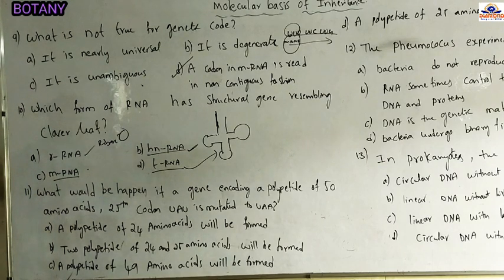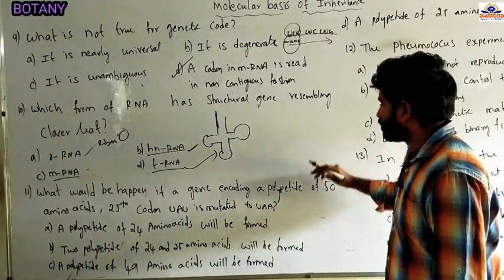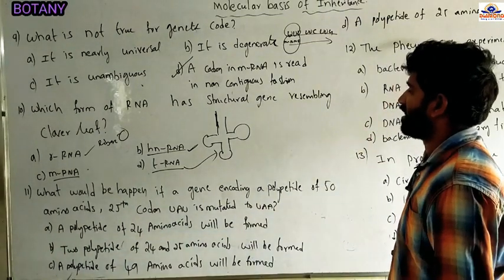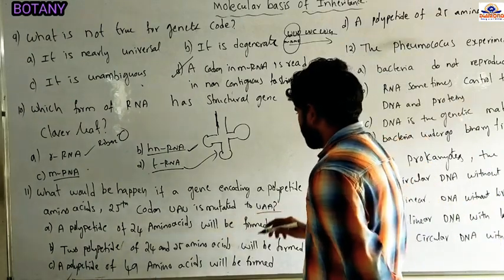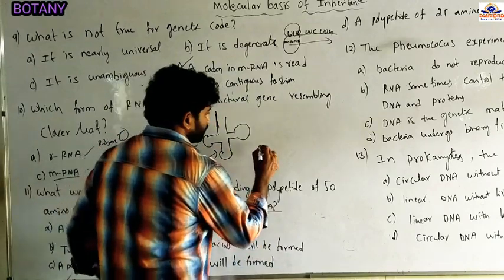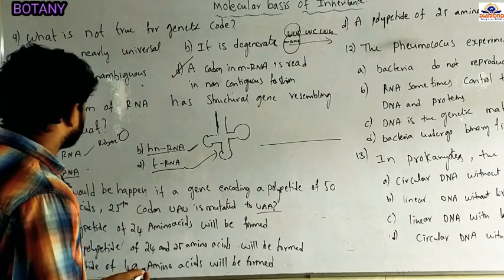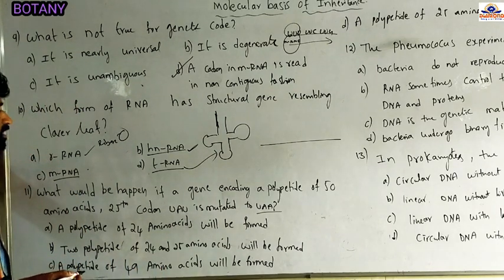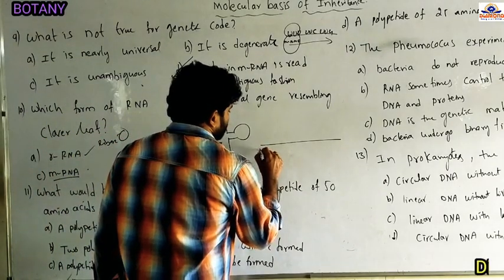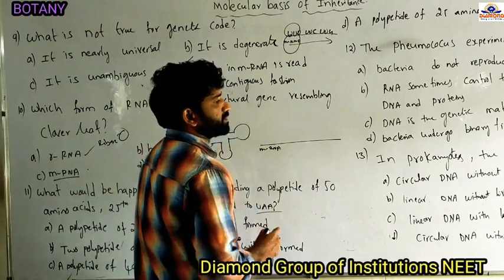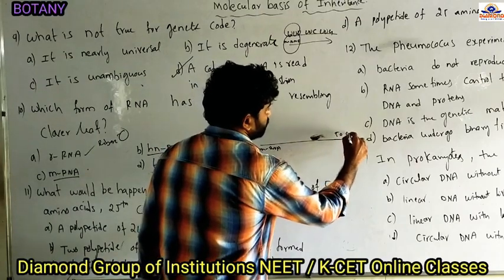And next question, what would happen if a gene encoding a polypeptide of 50 amino acids has its 25th codon UAU mutated to UAA? So this is the mRNA. At the time of the translation mechanism, the mRNA contains 50 codons.